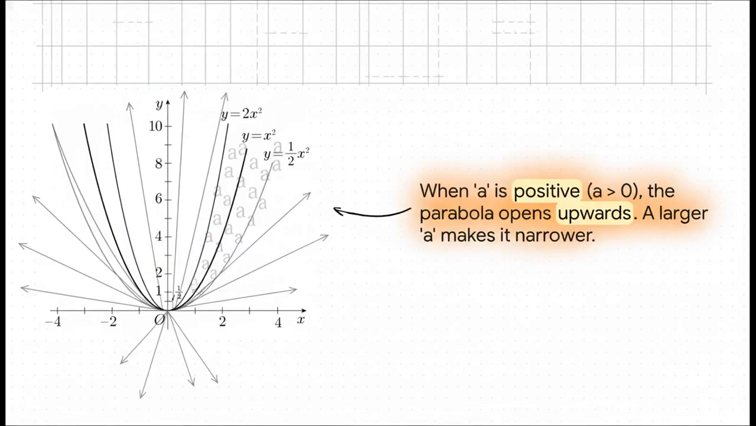Now, let's talk about that a in our blueprint. The best way to think about a is like a stretch or squish control. When a is a positive number, the parabola opens upwards, kind of like a bowl. But watch what happens as a gets bigger. As we go from 0.5 to 1 to 2, whoosh! The parabola gets squeezed. It becomes much narrower and steeper.